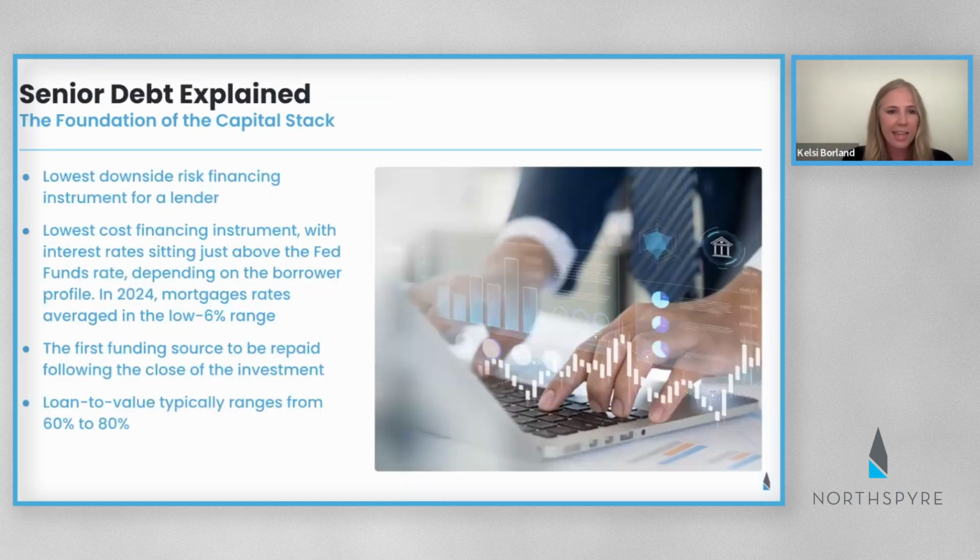Senior debt. Senior debt is your lowest downside risk financing instrument from the lender's perspective. It also is the lowest cost financing instrument because it is the lowest risk for the lender. This is going to be your lowest interest rate. Usually that rate's going to sit just above whatever the Fed funds rate is. We did an interest rate webinar a couple of months ago, and we talked a lot about how to price out your debt. This is where you're going to get that lowest price point in your senior debt tranche. In 2024, mortgage rates are averaging in the low 6% range, maybe even in the 7% range, and probably about there today as well.